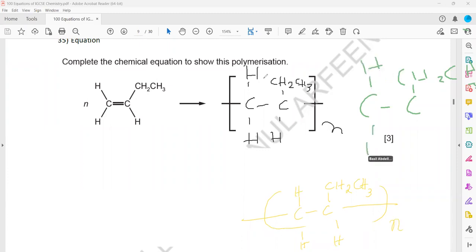Sometimes they ask you to draw a section of the polymer, like 2 repeat units or 3 repeat units. In that case, you don't have to put a bracket and write n. Otherwise, you have to. For example, if I say draw 2 repeat units of this polymer, then you don't have to put n.